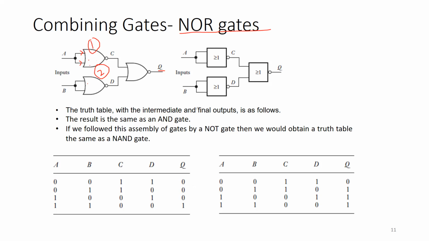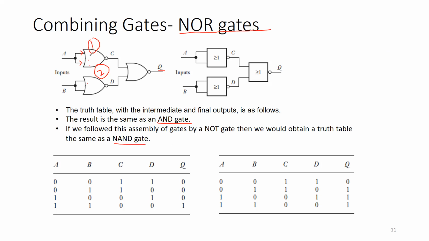जब इसको दोनों को हमने NOR gates को आपस में combine करके यहाँ पे third NOR gate से pass किया, then what happened, you get an output which is similar to the AND gate, and if we followed this assembly of gates by a NOT gate, then we will get a truth table which is equal to the NAND gate.